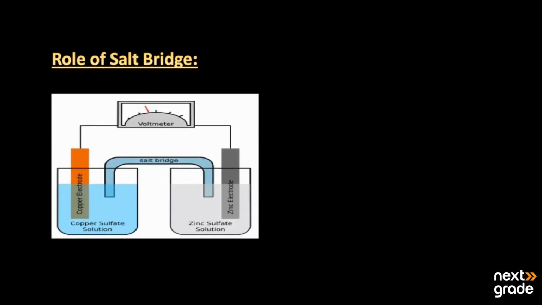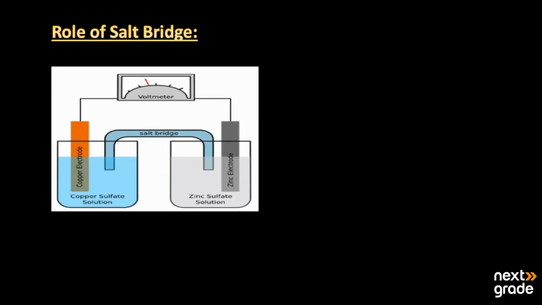After this, we have the role of the salt bridge. What will be the role of the salt bridge? Why do we use this? Basically, it works as the connection between the two half cells. The salt bridge contains potassium chloride as an inert substance.